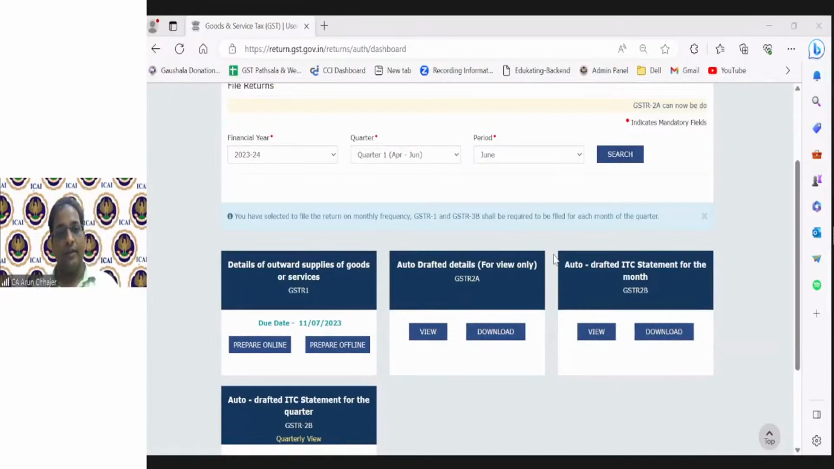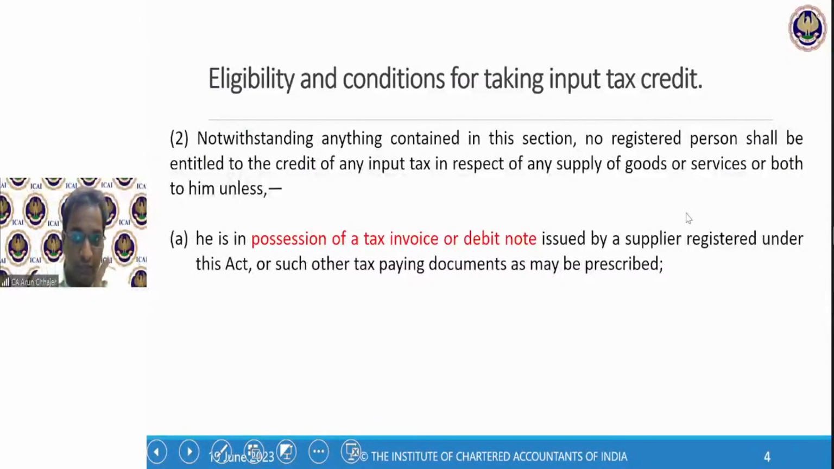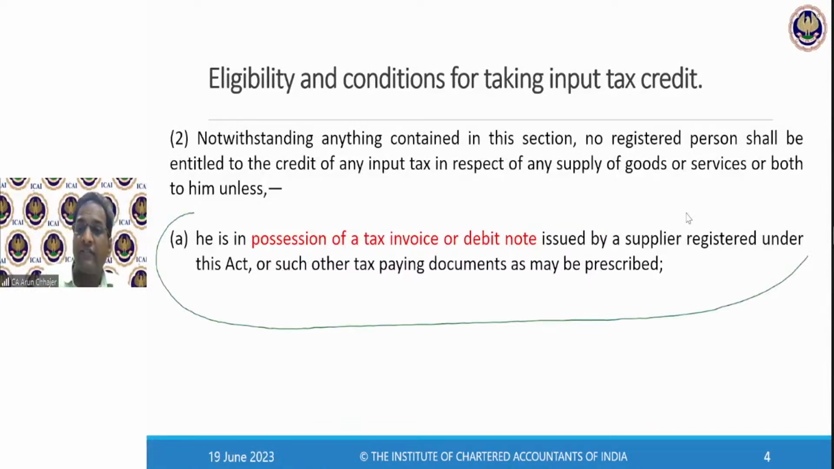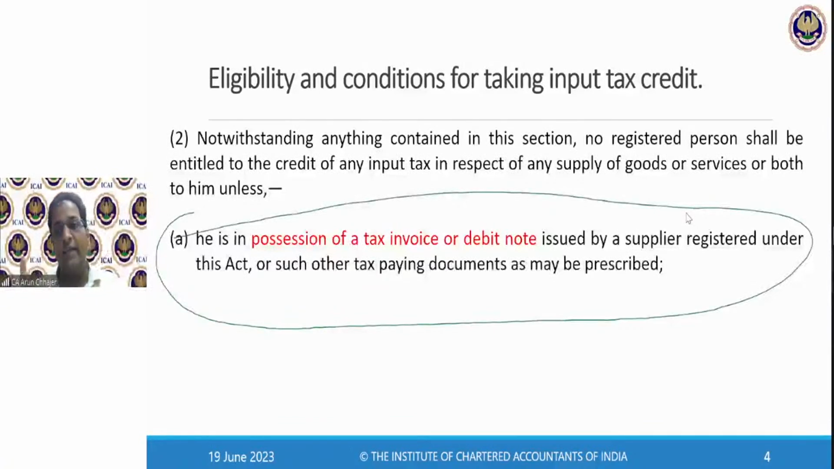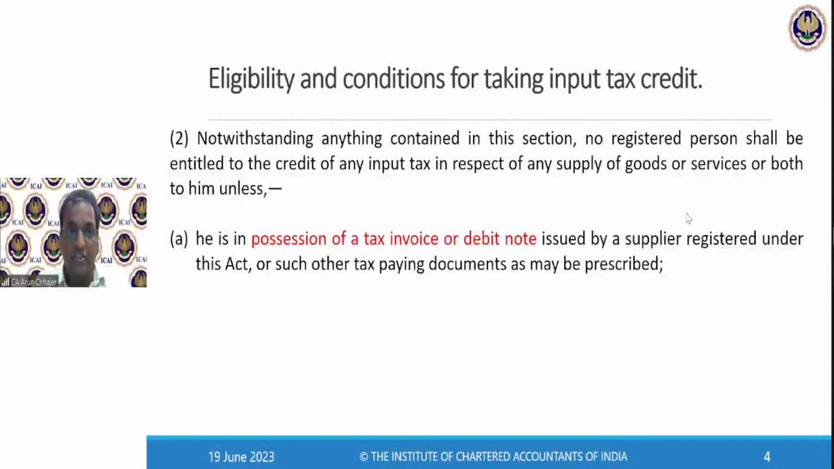Now, Kesav, the question which you have asked, I will give the answer only after this, and this is the reason why I have not given the answer at the same time. So what is the point which I would like to clarify to all of you? Now, section 16, subsection 2. In this, we will talk about the 6 conditions.